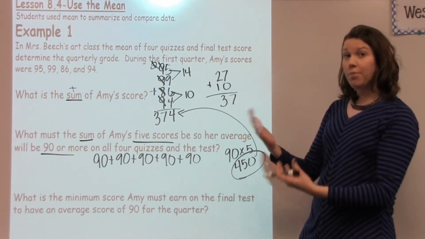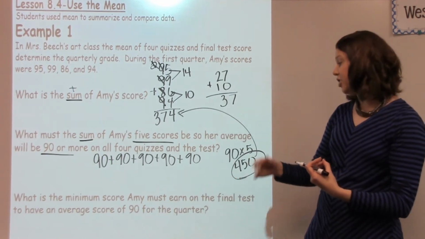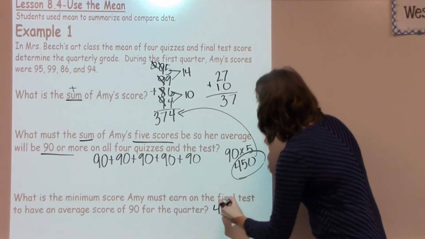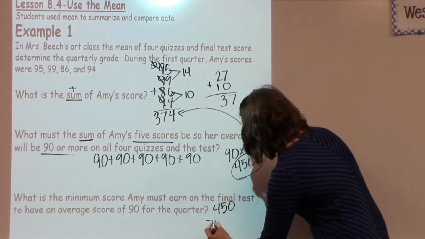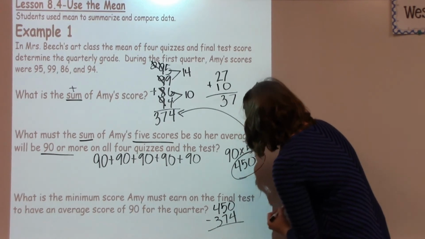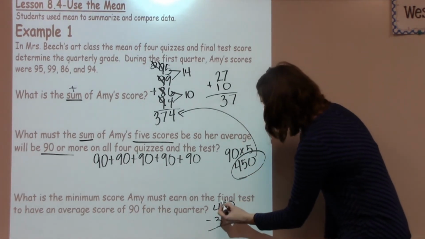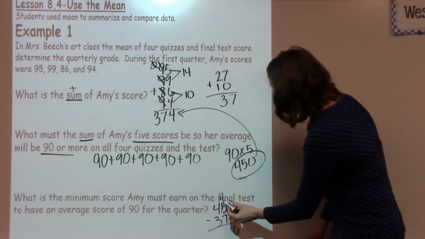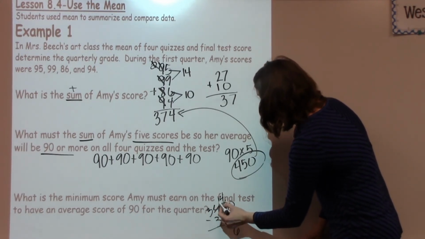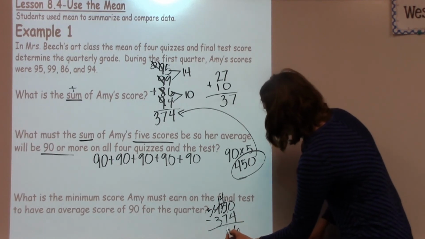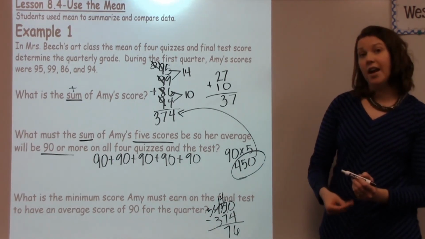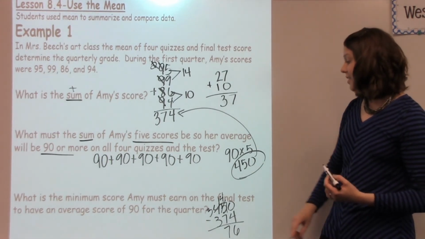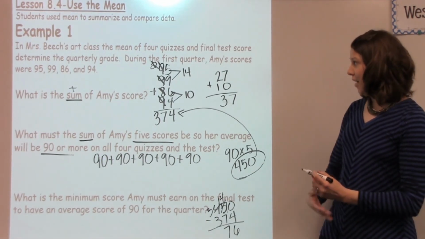So to find how many points she still needs, I'm going to do a subtraction problem. I'm going to take the 450, and I'm going to subtract my 374. When I subtract these, I know I'm going to need to do some borrowing. I've got 10 minus 4 is 6. 4 minus 7 I can't do. But I know 14 minus 7 is 7. So I know for her final score, to get her the score of a 90, she needs to have 76 points on that last part of the quarter.